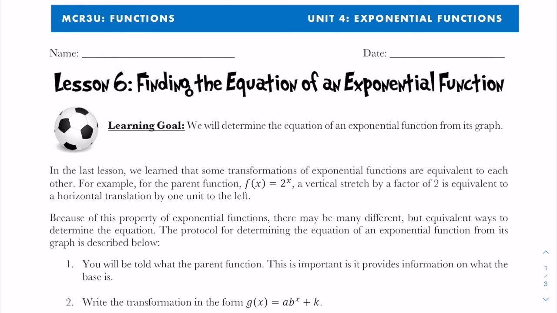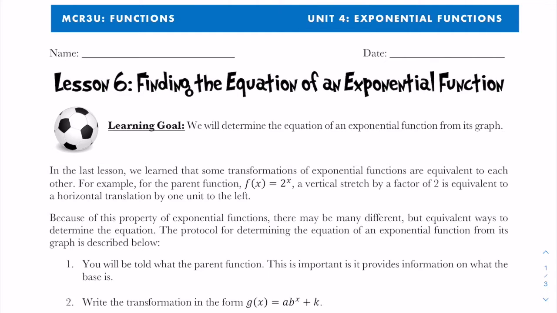Lesson 6. Finding the equation of an exponential function. Our goal this lesson will be to determine the equation of an exponential function given its graph. Last lesson, we learned that some transformations of exponential functions are equivalent.